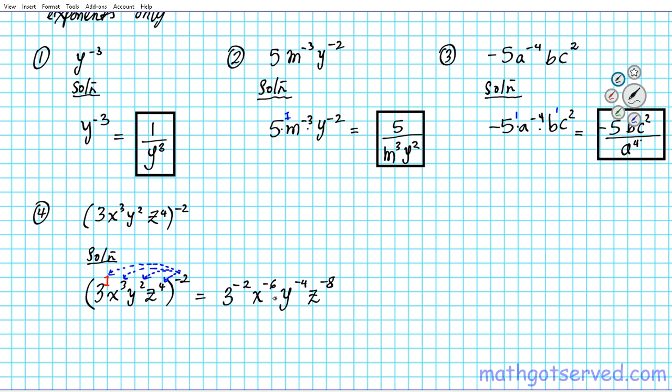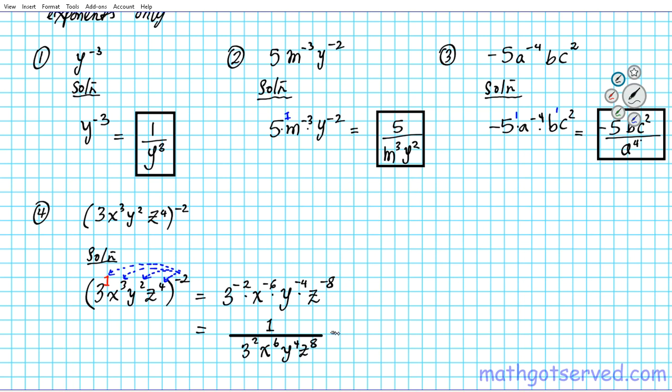So what do you notice happening here? You notice that every single factor here has a negative power, which means that everything will get reciprocated. So when we reciprocate every single thing, we're just going to be left with 1 in the numerator position. And then in the denominator position, we are going to have 3 raised to the second power, x to the sixth power, y to the fourth, z to the eighth. So all the terms with negative exponents got reciprocated to the denominator position.